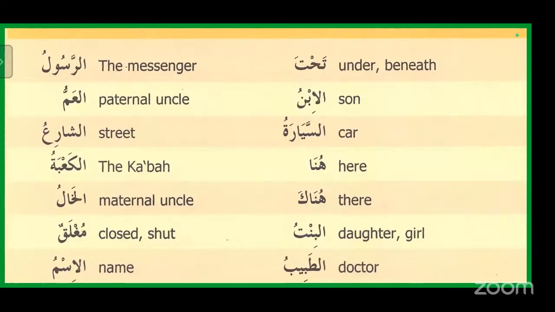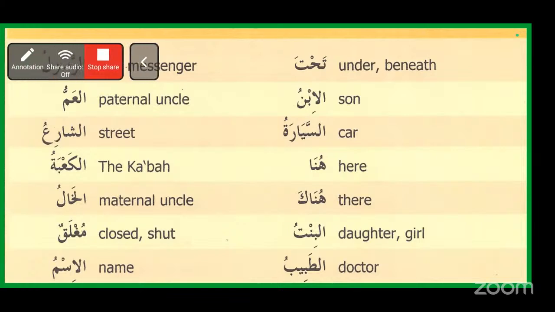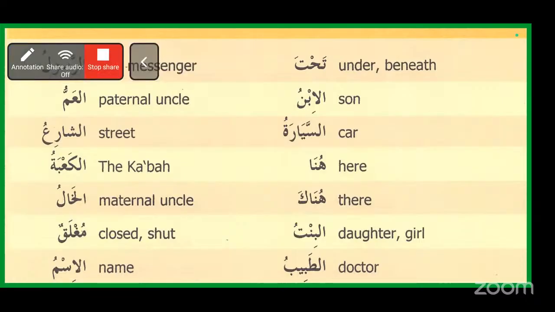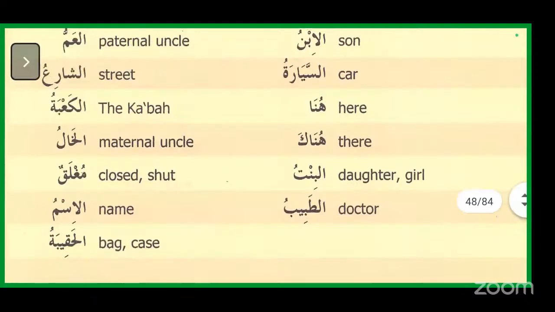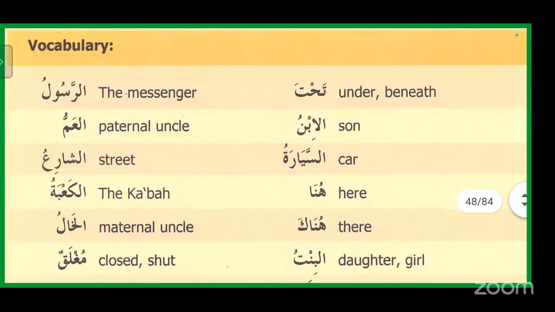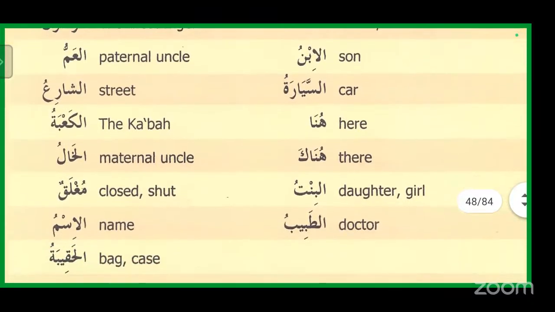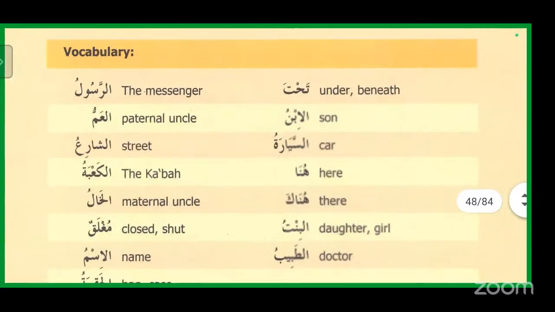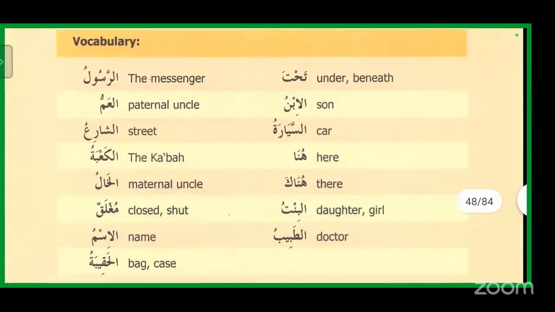As-Sayyaratu, the car. Huna, here. Hunaka, there. This is very important. Huna means here. Hunaka means there. Here and there, huna wa hunak. Al-Bintu, the daughter. At-Tabibu is the doctor. Is there any new word here, or do you know these words? I have noted them down. Okay, great. If you want one screenshot, you can take it.